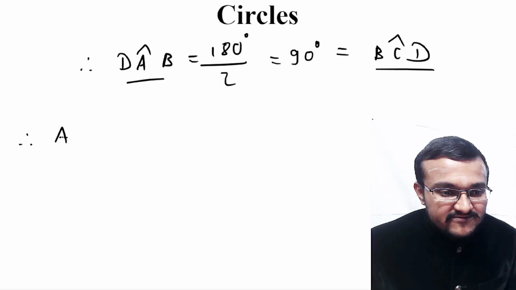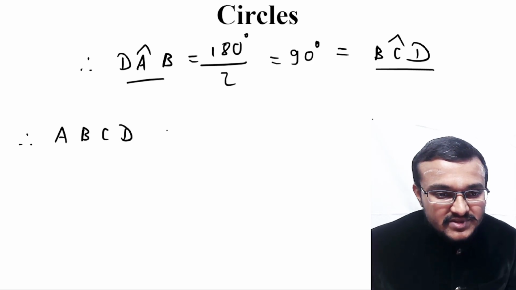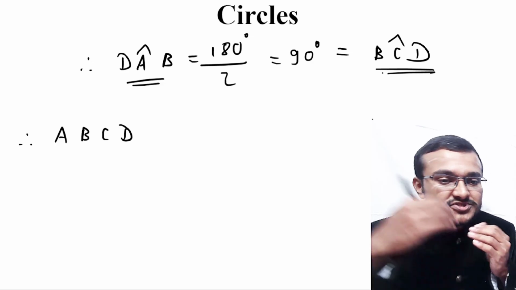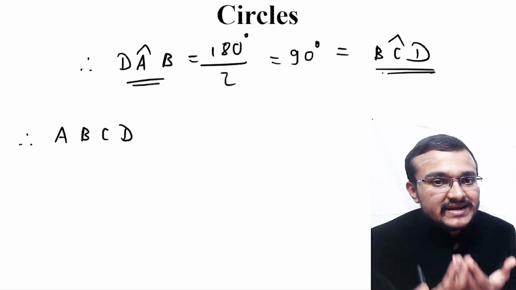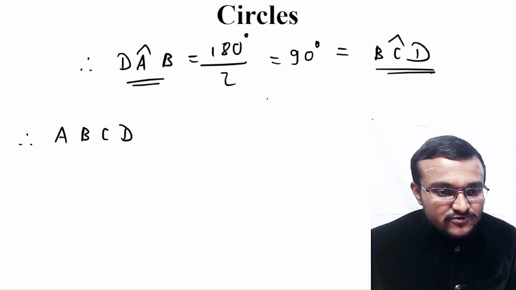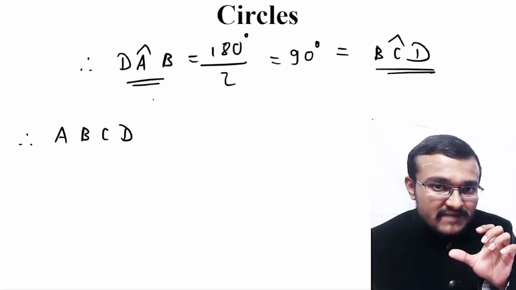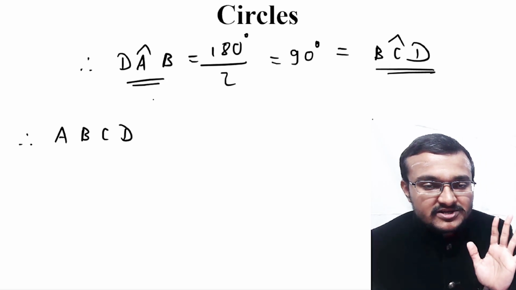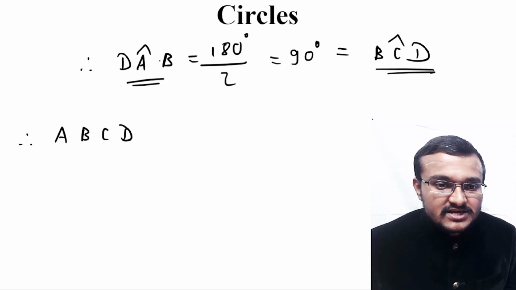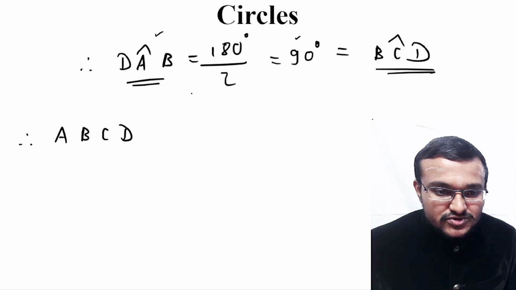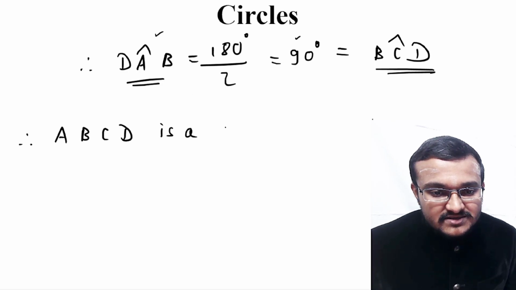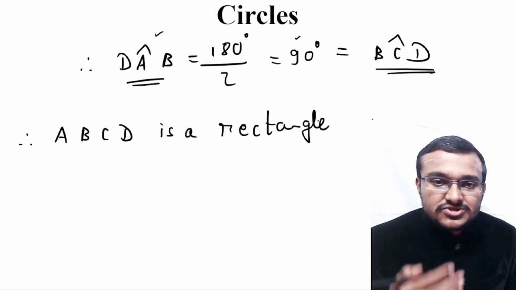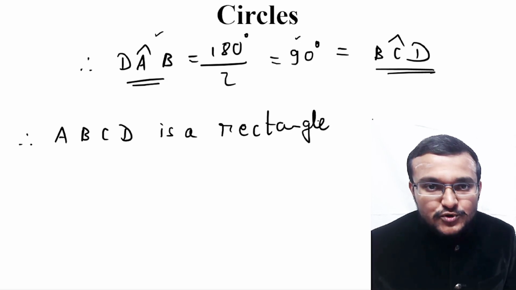Therefore, in ABCD, we have proved DAB is 90 degrees and BCD is 90 degrees. So of course the other two angles will also be equal to 90 degrees. Therefore ABCD, because in a parallelogram, if one angle is equal to 90 degrees, then all the interior angles of that particular parallelogram will be equal to 90 degrees. So here we have proved DAB is equal to 90 degrees. So ABCD is a rectangle. This is what they had asked to prove, and we have proved that.